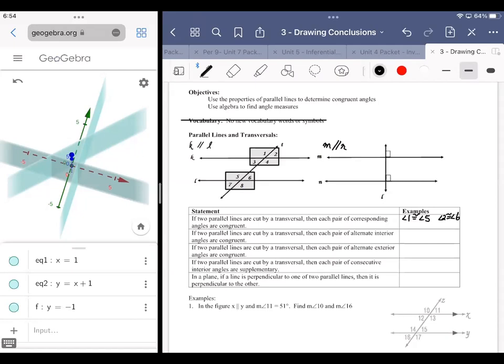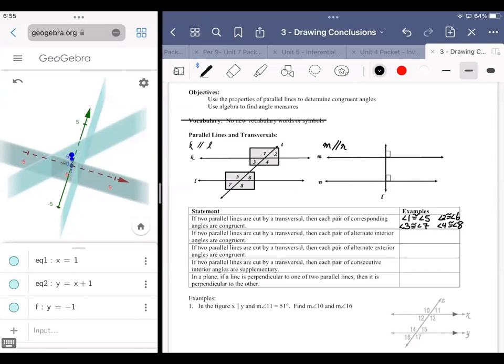The lower left-hand angle in each cluster will be congruent. So angle three will be congruent to angle seven, and the lower right-hand angles in each cluster will be congruent. So angle four and angle eight will be congruent. My angles are starting to look more and more like less than symbols, just they're angles. I don't intend on using a less than symbol at all in this lesson. So when in doubt, it's an angle symbol. Okay.